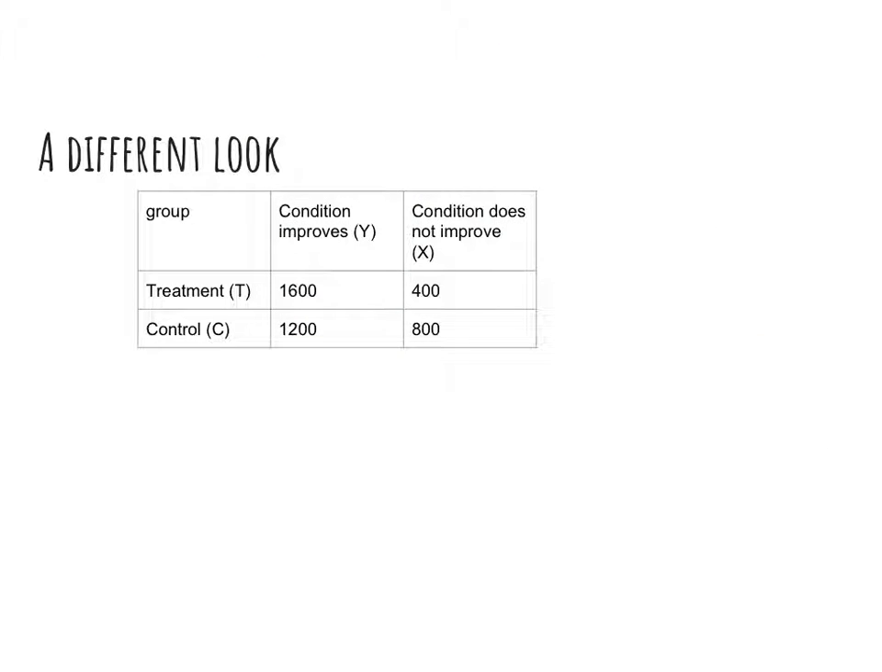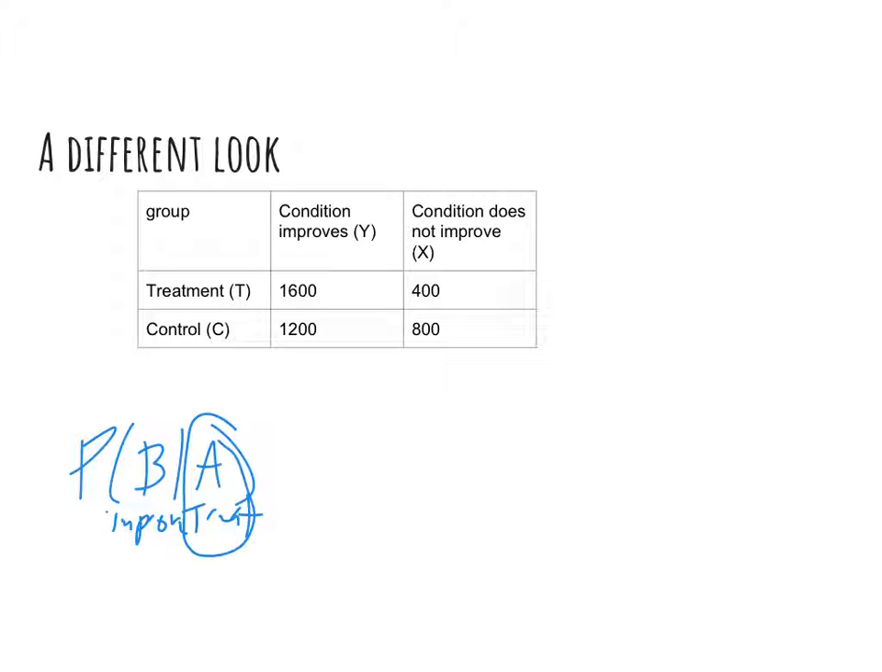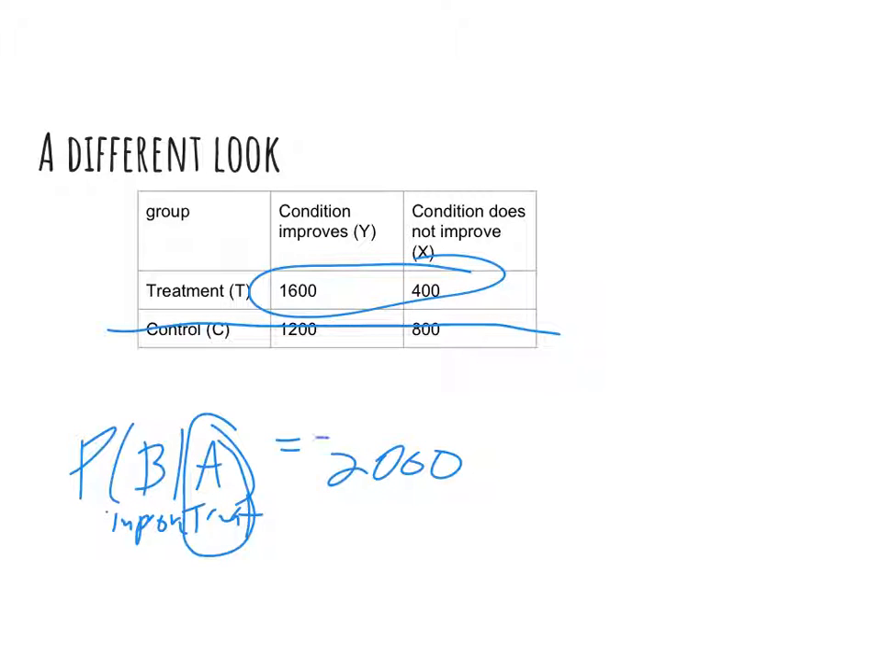Okay, so that's one way to look at it. If you want to look at it a different way, we've got this same table here, and we're going to do the same thing. We're going to find the probability of B given A. Again, A is the treatment group, and B is that they improved. If we know A has already happened, we know that they're in the treatment group, we can cross out the control group because we know they're not included. Which means we're only looking at 2000 people.